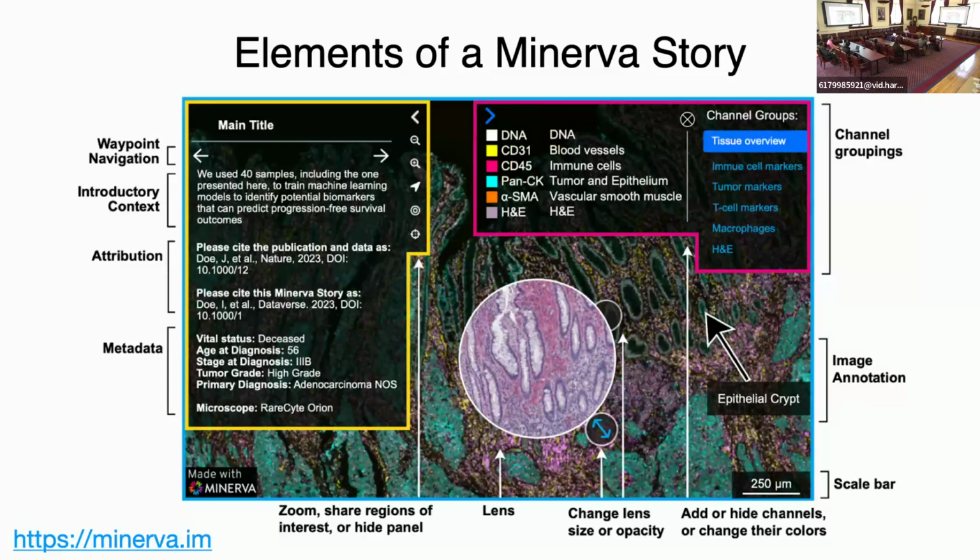What I can't show you in a static slide here is that if you click the forward arrow, that will step the user through different points along the tour, and it can take them to different parts in the image, different zoom levels, different channels, and give them different text to contextualize that part of the image.